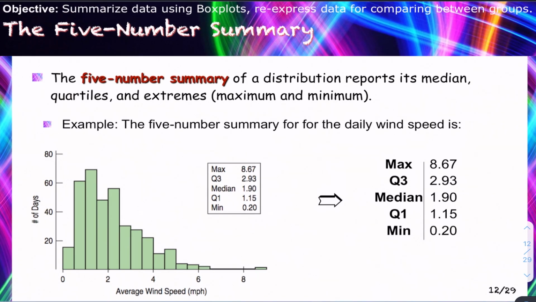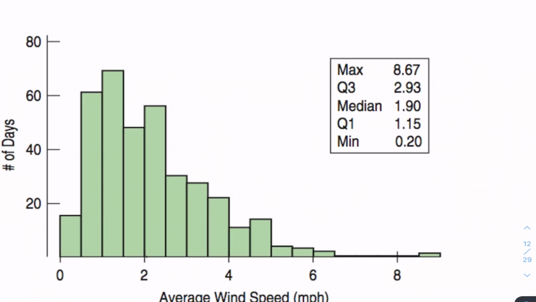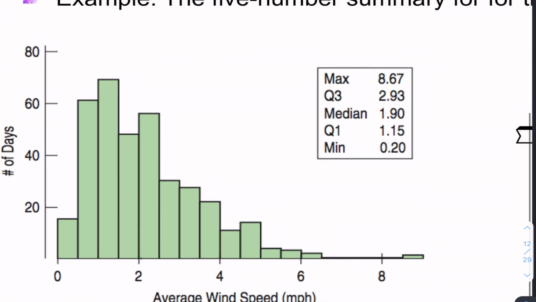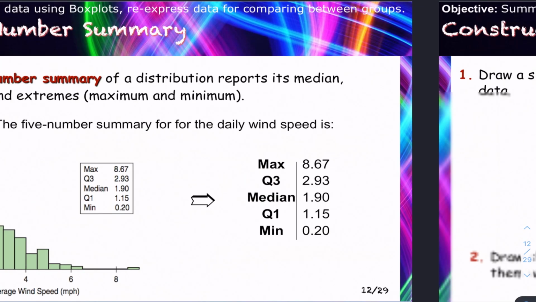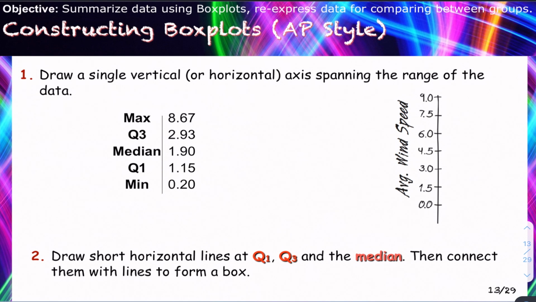Because we have our histogram. Again, we have our histogram. We see the distribution. How can we go about constructing a box plot? So what we do is we draw a single vertical or horizontal line. We're going to do horizontal in this case, spanning the range of our data. We are going to draw short horizontal lines for Q1, Q3, and the median.